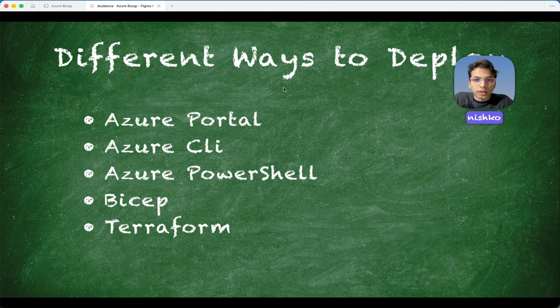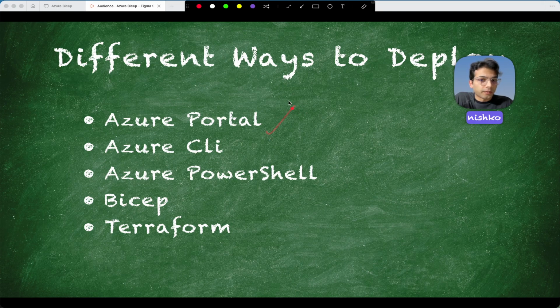In this slide I explained the different ways we can deploy to Azure. We have the Azure portal, by which we can do things. We have Azure CLI, we have PowerShell, we have Bicep, and we have Terraform. So the bottom two are deploying things as infrastructure as code.